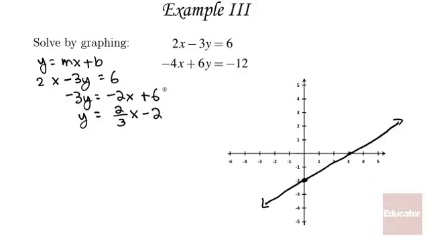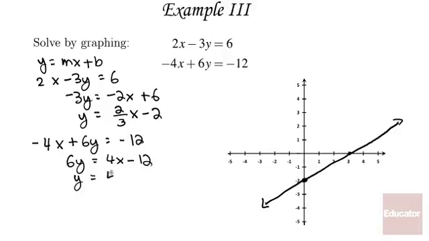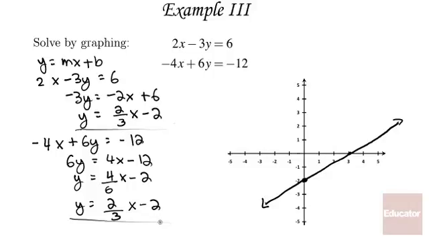Okay, that's my first equation. Second equation. Again, putting it into slope-intercept form, which is an easy way of graphing. This gives me 6y equals 4x minus 12. Dividing both sides by 6 gives me 6x minus 2. And I'm going to go ahead and simplify this to 2/3 x minus 2. So you may already see that these are the same equation. These are going to describe the same line.